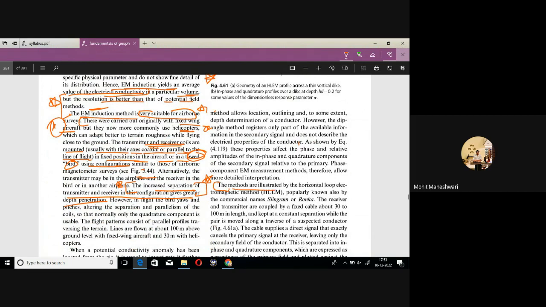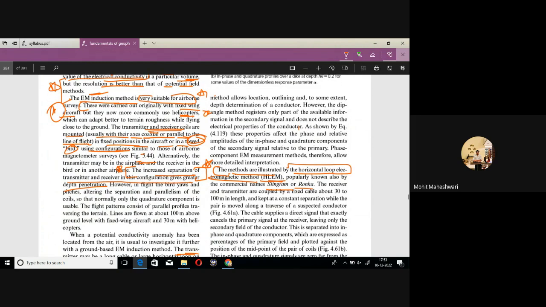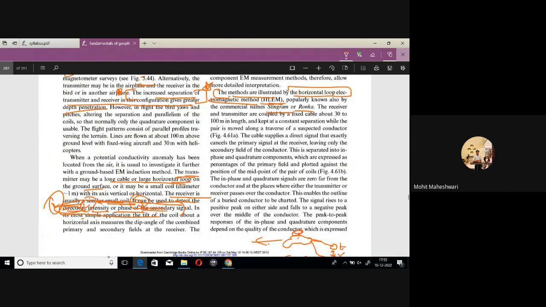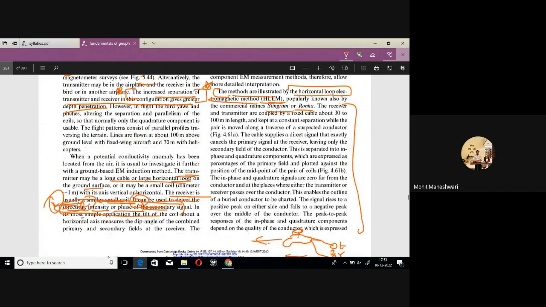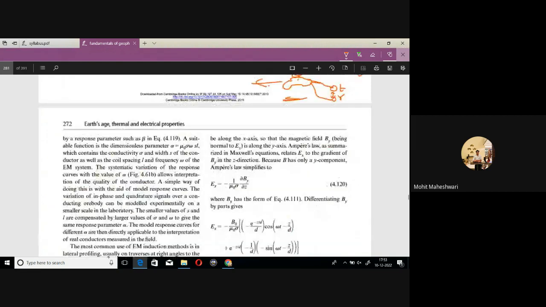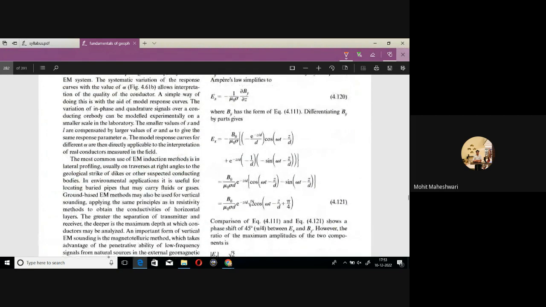The method is illustrated by the horizontal loop electromagnetic method, HLEM, or this is also known as the slingram method or the Ronca method. And the theory is given there. You can just read about that. Very simple theory is given there. It doesn't much bother you. So this was all about the electromagnetic induction. So the most important thing about that is written there.